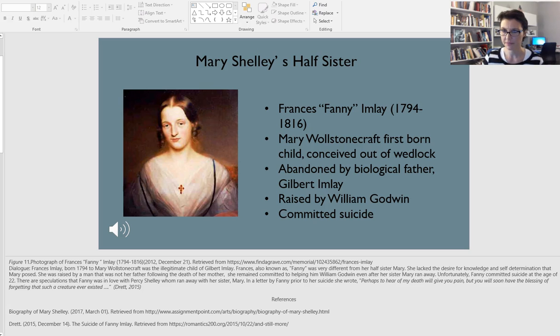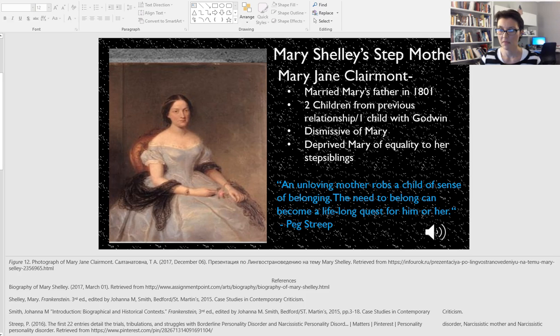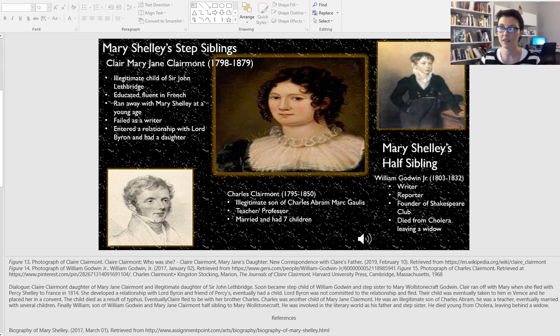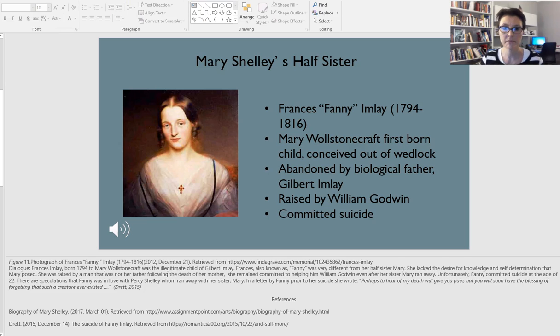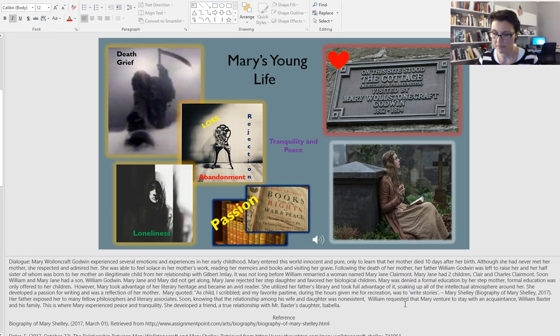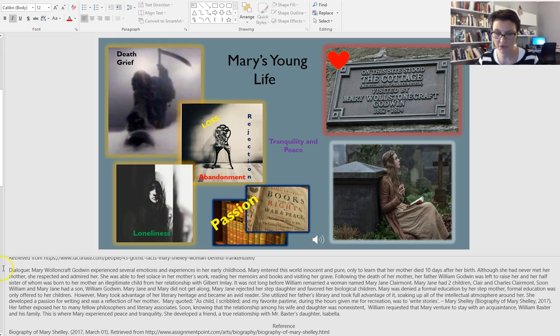Then you talk about Fanny, which is her mother's first child. Then her step siblings. And then her half-brother. So, all right. Talking about her parental influences. I mean, I would also talk about how she was educated. You've got, I think, some of that here. But there's a lot more that went on with her education.